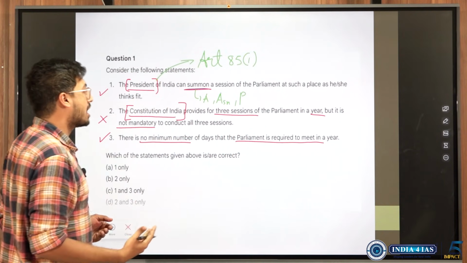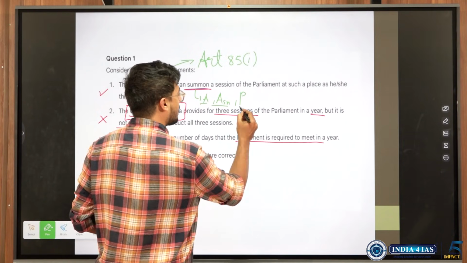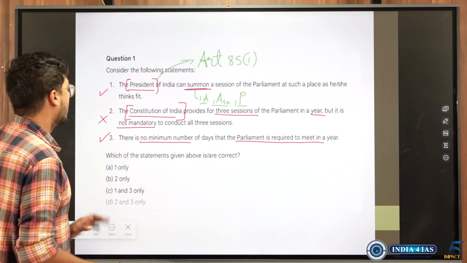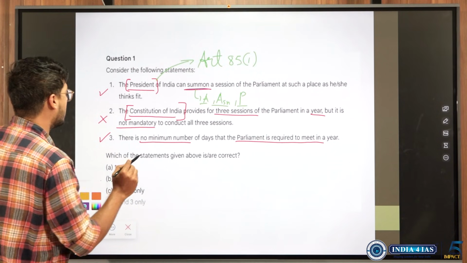Who does it? The Speaker does the adjournment, adjournment sine die. Who does the prorogation? The President does. We need to know this, and this is one of the important traps which UPSC gives.